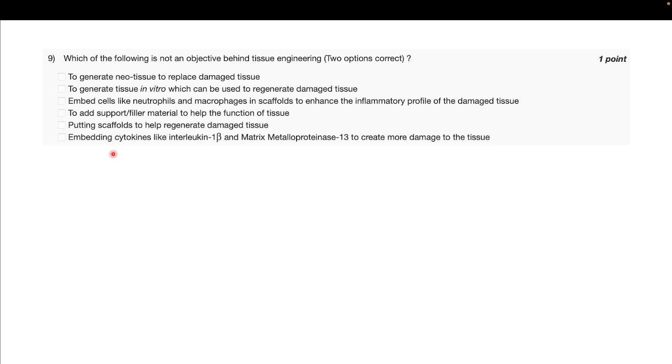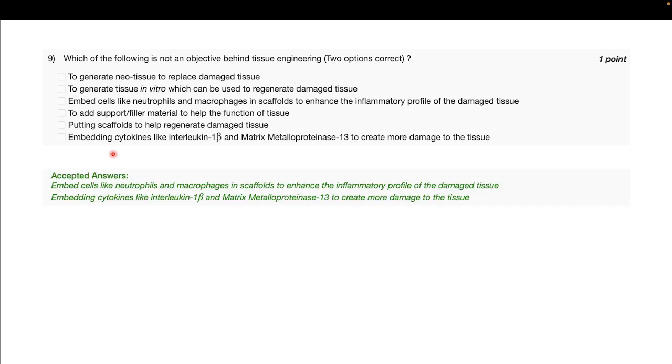No? Okay, the correct answer is option 3 and 6. Both of you are correct. So we discussed tissue engineering, right? Why is tissue engineering done? It's done to generate new tissue to replace damaged tissue. It could be used to generate tissue in vitro, which can then be used to regenerate the damaged tissue inside the patient's body, or to add support filler material to help the function of tissue, or to put scaffolds to help regenerate damaged tissue, which we saw in the decellularized matrix case.